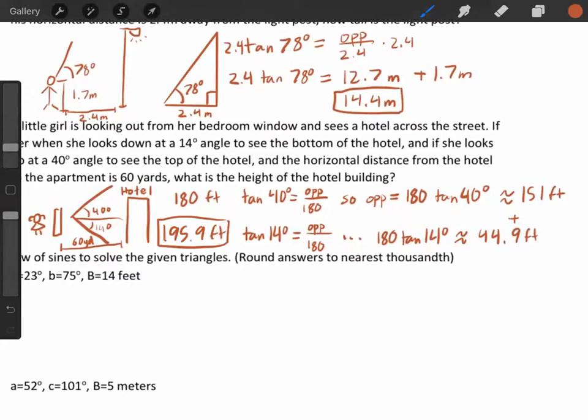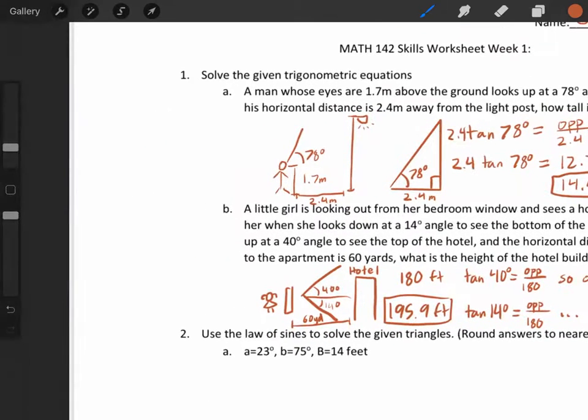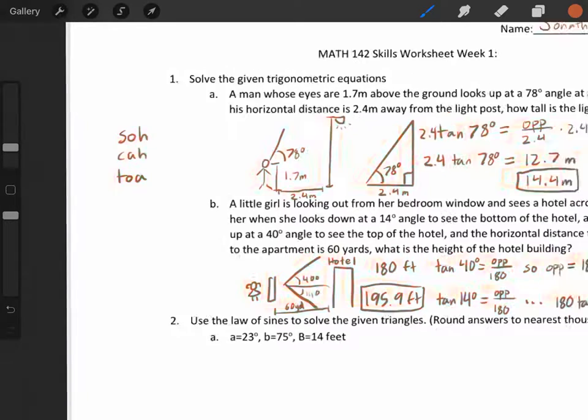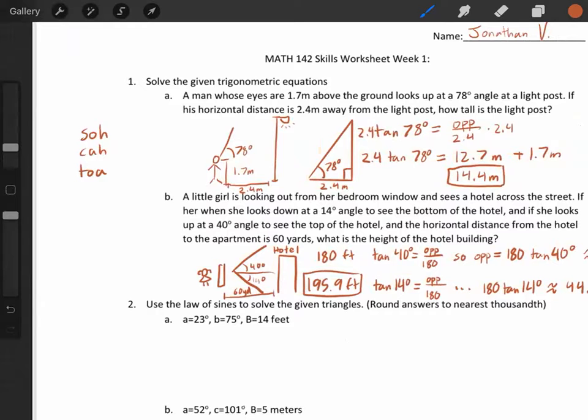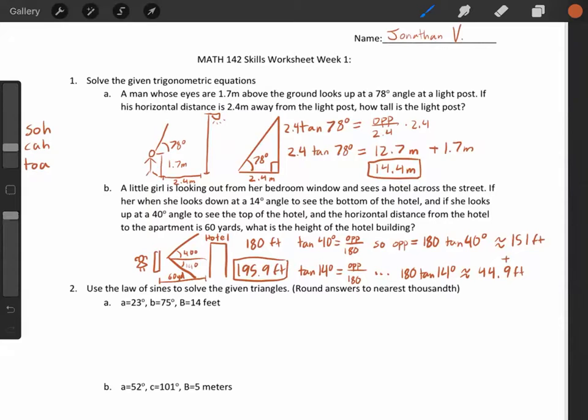Now I know that all of these examples that I've done so far are examples with tangent, but so long as you keep in mind SOHCAHTOA, these are all relatively simple equations that you can just do. These are relatively easy ones, but so long as you keep getting your practice in, you should be able to get them done.